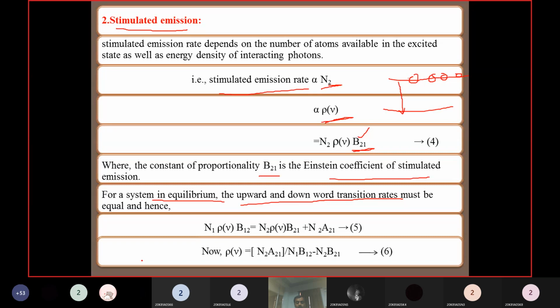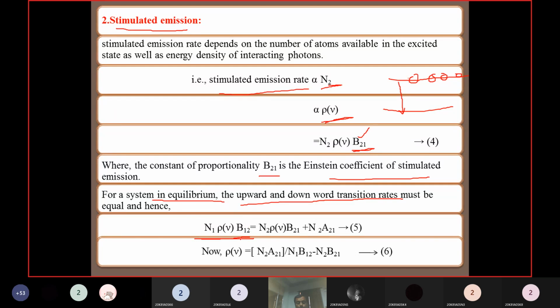At equilibrium position, the upward transition rate is equal to the downward transition rate. So what is the upward transition rate? The absorption process. The rate of absorption is the upward transition. What is the rate of absorption here? N1 into rho of nu into B12.